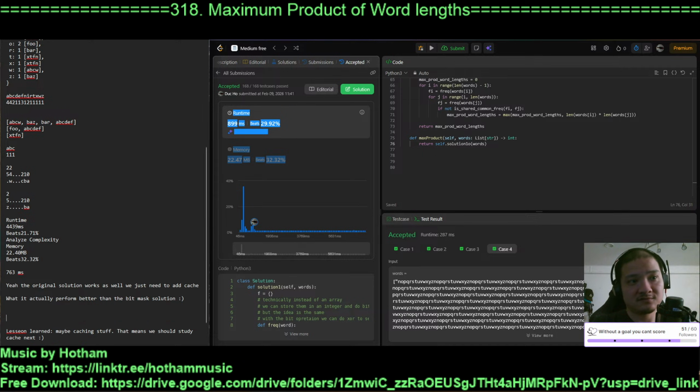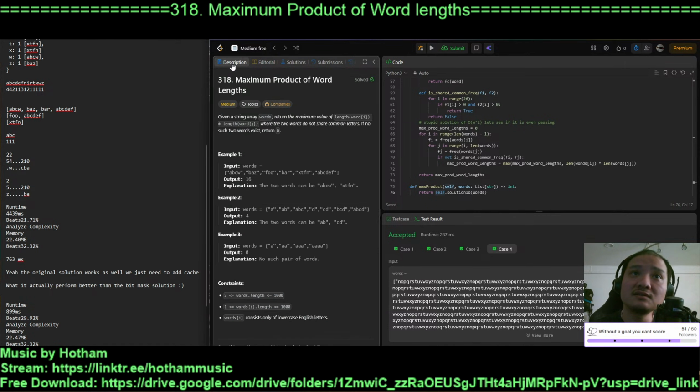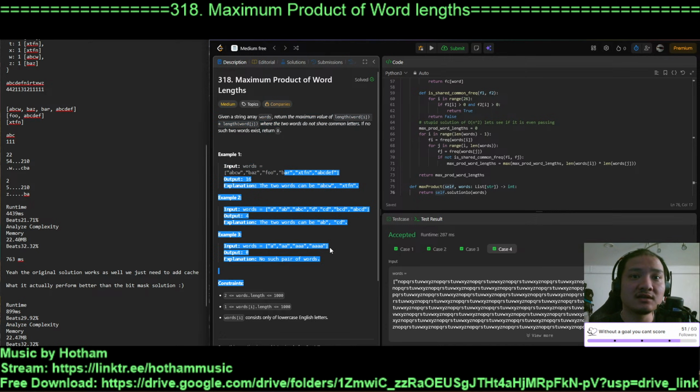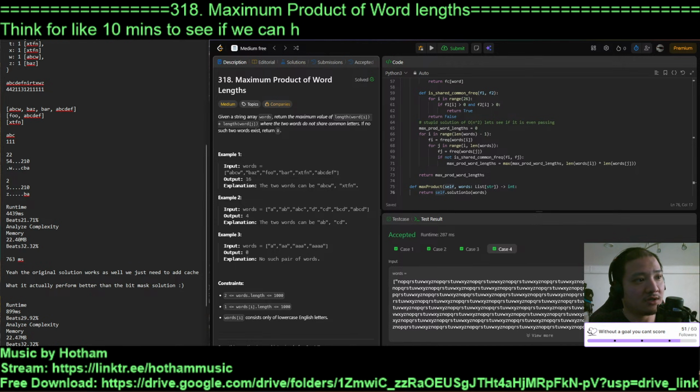Low, right? Okay, makes no sense, but we will try later tonight and see. We're at least happy that we were able to complete a solution. But let me think. Hold on. Think for like 10 minutes to see if we can have a better solution, right?